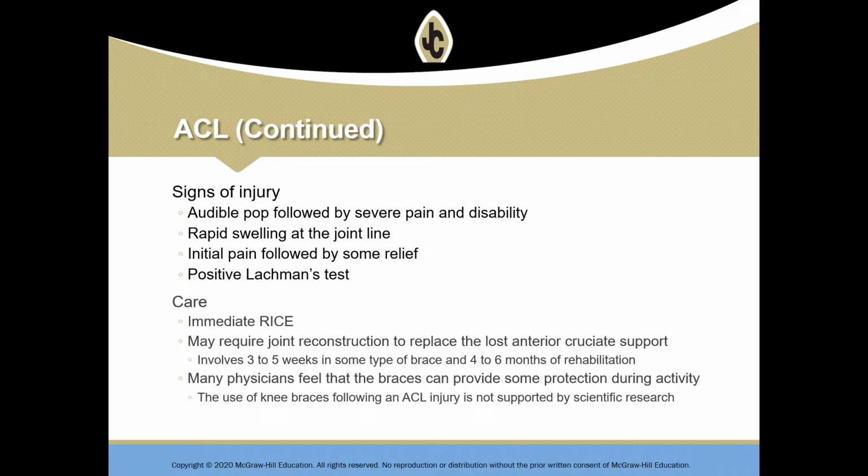There's a great debate on braces. It just all depends on your doctor. Some doctors like them, some doctors don't. If they're confident in their surgery and their skills in the OR, they're probably more likely to say, you know what, I'm going to let it go. But for the most part, braces are not going to necessarily keep you from tearing a ligament. It's more of a psychological help.